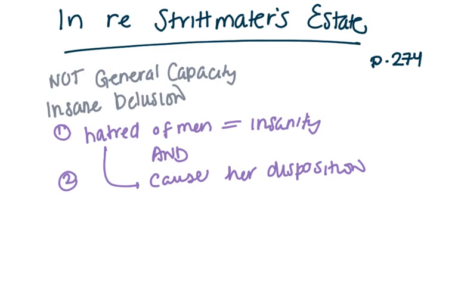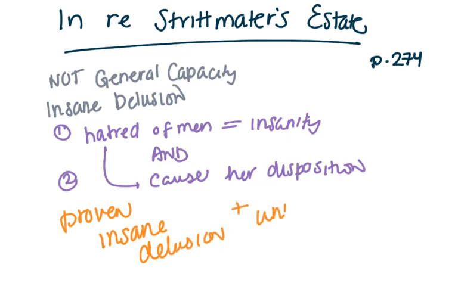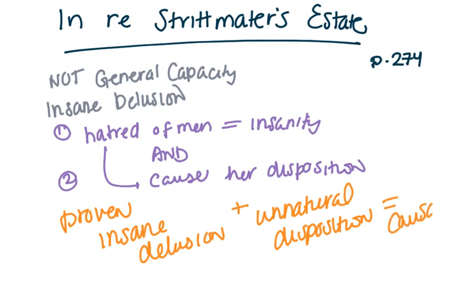The court then presumed that this delusion was caused by the bequest. Now, it's not uncommon for older cases like this one to presume causation when there's an insane delusion and when that insane delusion has been proven, as long as there is also an unnatural disposition. So those two factors, a proven insane delusion plus an unnatural disposition, would lead the court to find causation.